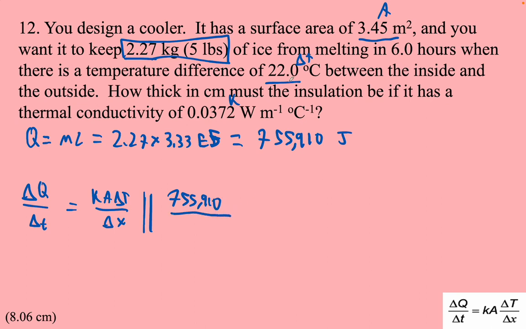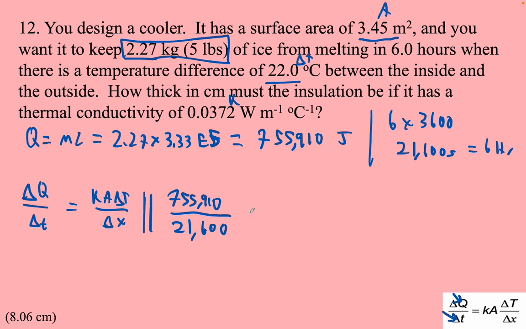755,910, and the time, 6 hours, oh my gosh, the time. So the time is going to be 6 times 3,600, right? So 6 times 3,600 is 21,600 seconds. That's 6 hours. So now we're filled in. We've got the Q, we've got the time, and then that's going to equal K, which we don't know.